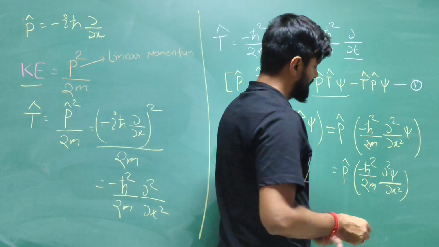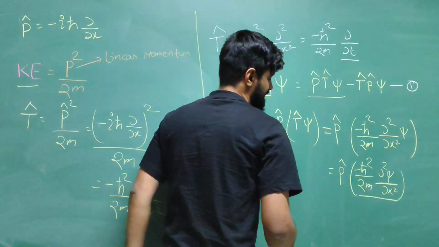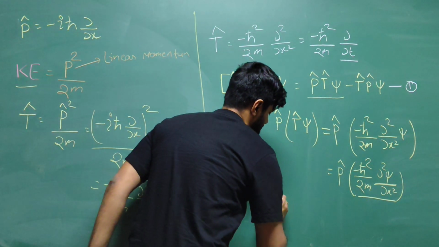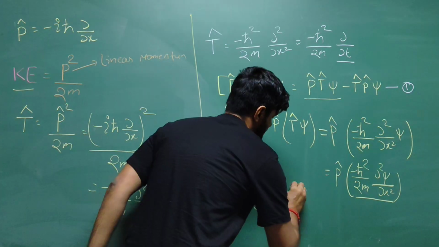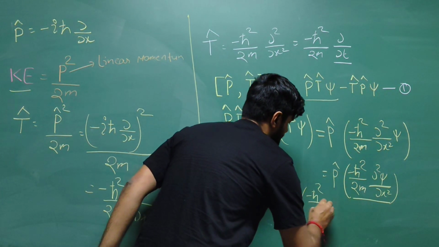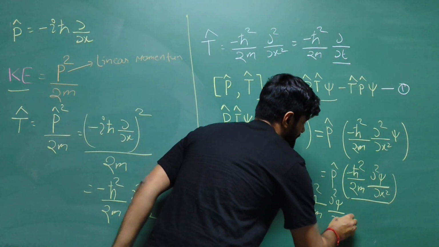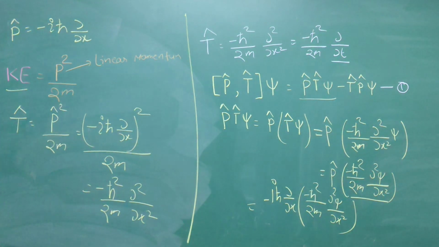And once this particular function you got, this function will get operated by this P operator, and finally you can say that minus i h del by del x of minus h square divided by 2m del 2 psi by del x square. It's as simple as that.